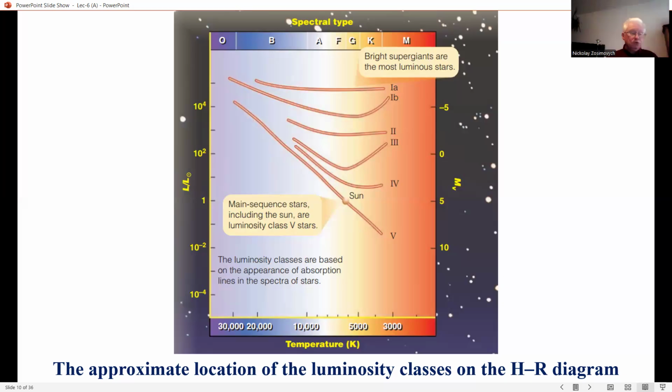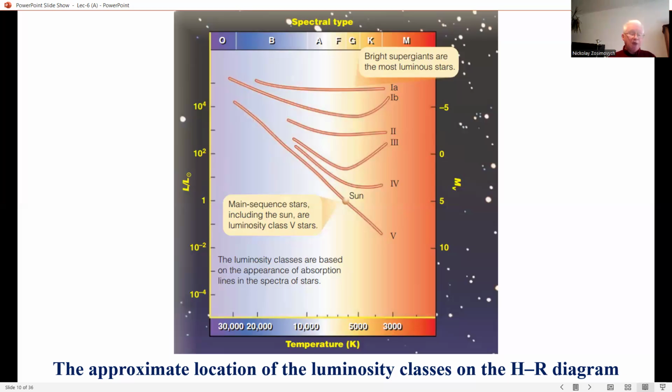Next time you look at Polaris, remind yourself that it is a supergiant. The positions of the luminosity classes on the HR diagram are shown in this figure. Remember that these are rather broad classifications and that the lines of the diagram are only approximate. A star of luminosity class III may lie slightly above or below the line labeled III.